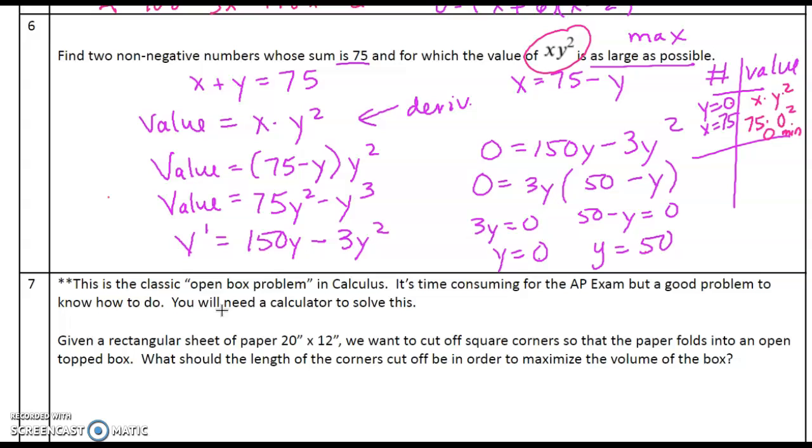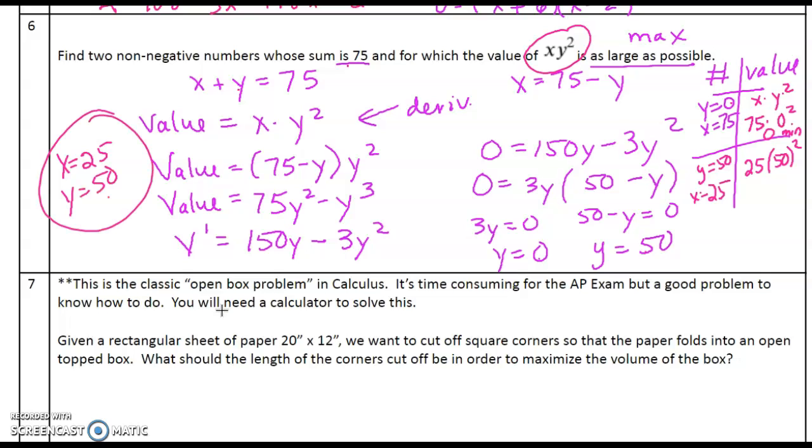And then my second scenario is, what if y is equal to 50? So that means that if y is 50, x is 25. And so I get 25 times 50 squared. Well, obviously that one's going to be larger. So they just said to find the numbers. I don't even have to actually find the value. I just know that it's larger. So I would say x equals 25, y equals 50.